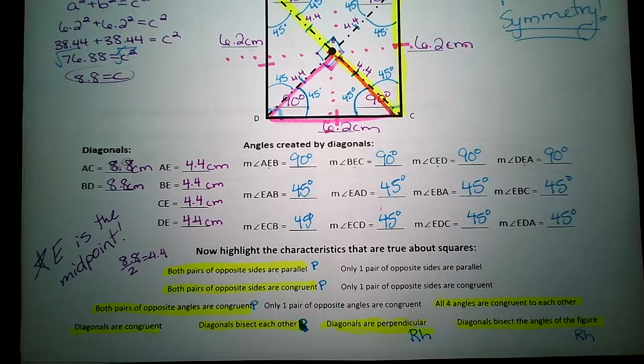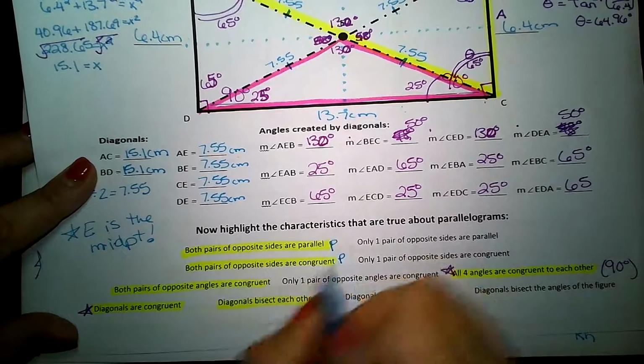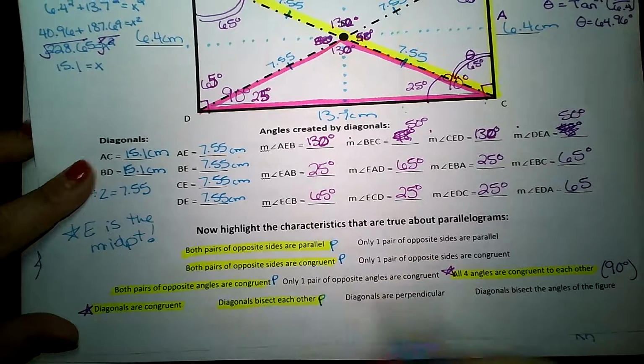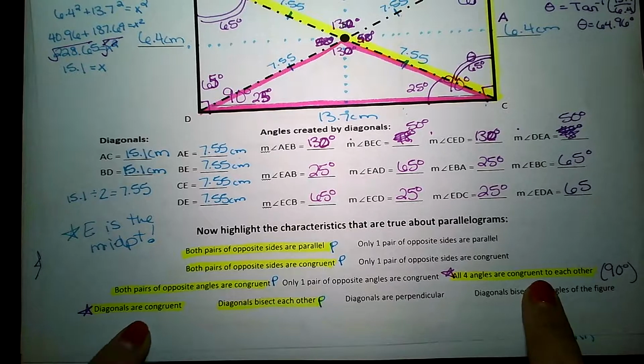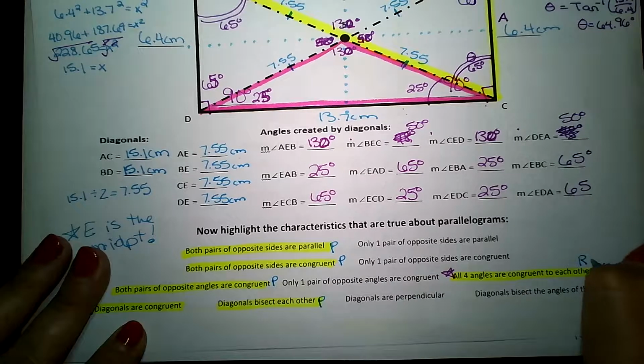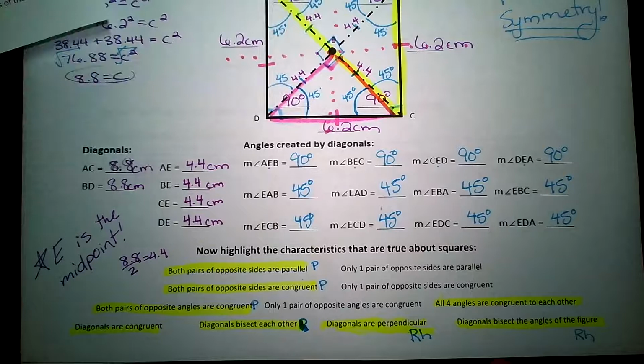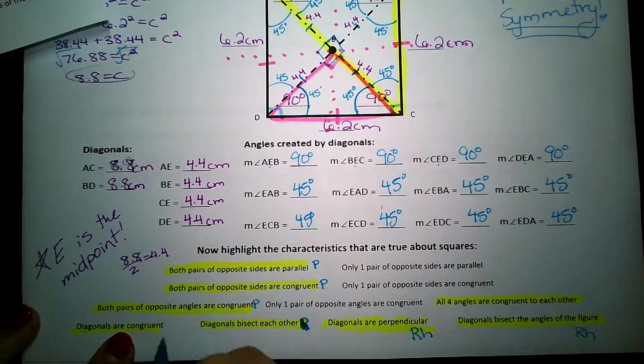The next shape we studied was a rectangle, which had the 4 properties of the parallelogram, plus these 2. All 4 angles are congruent for the rectangle, and diagonals are congruent for the rectangle, which are these 2.